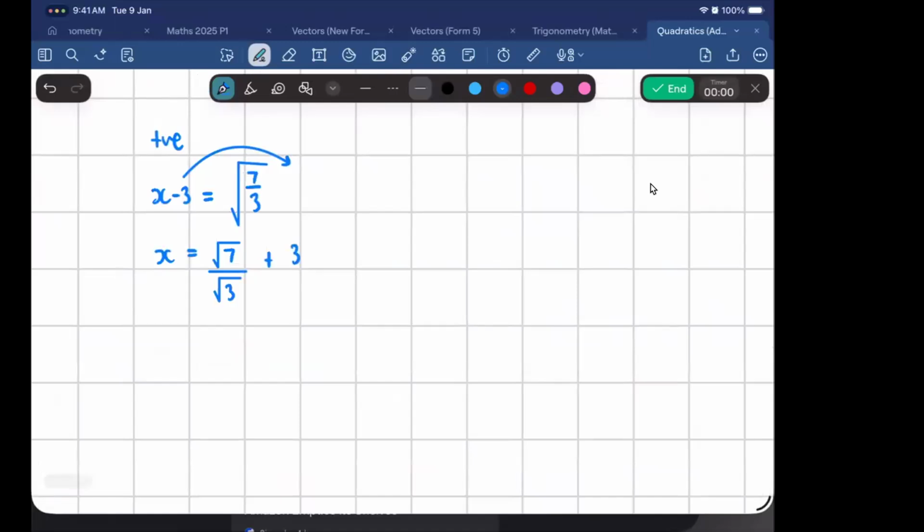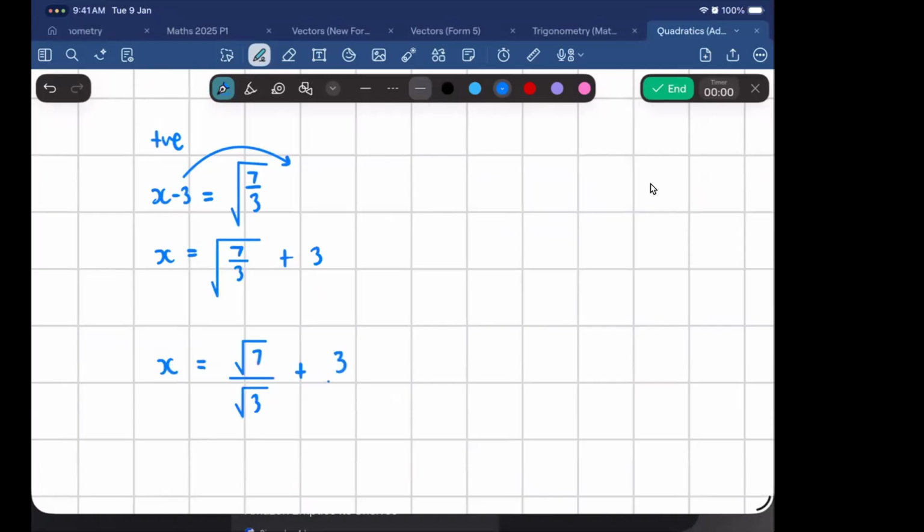Now, this is where things might get a little complicated. Actually, if you leave your answer like this, you should get your marks, but there are more things you could do, and I'm going to show you. So x is equal to the square root of 7 over 3, plus 3. The main thing we want to do is combine it into one fraction. So again, √(7/3) is √7 over √3, plus 3.